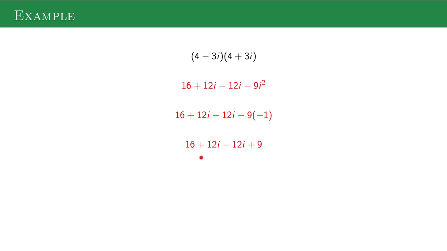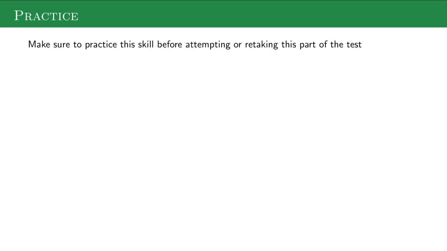16 plus 9 is 25. 12i minus 12i, they actually completely go away, and I just get 25 for my answer. All right, so now you know how to multiply imaginary numbers.